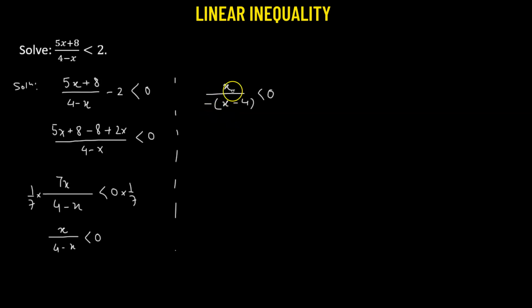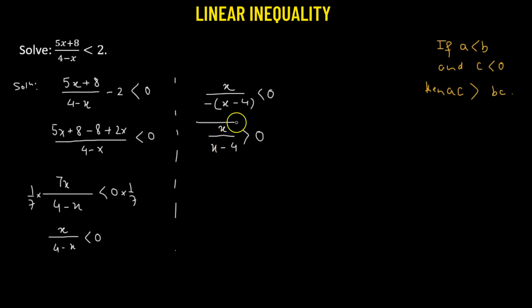To get rid of the negative sign here, we'll multiply both sides by negative 1, but to do that we'll have to consider the property of inequality, which states that if we have a number a which is less than b, and another number c which is negative, and we multiply a with c and b with c, then the sign of the inequality changes. That means ac will become greater than bc. We'll use this fact. So we will multiply both sides by negative 1. That makes it x divided by (x − 4) greater than 0. This is the inequality whose solution we need to find, and it will be the same as solving the original inequality.